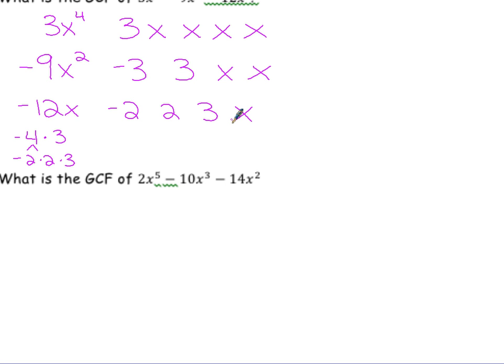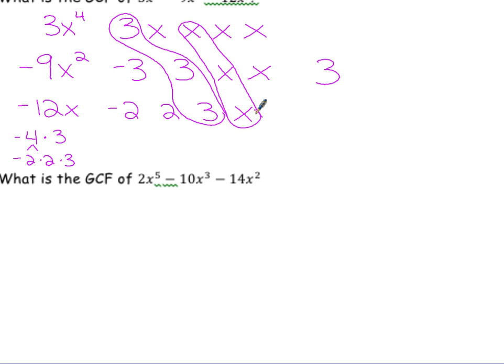Okay. So what is the biggest number they all have in common? Looks like this guy right here. So they all have a 3 in common. And the biggest number of x's or variables they have in common would be 1x. All right, so our greatest common factor is 3x. All right, let's try the next one.